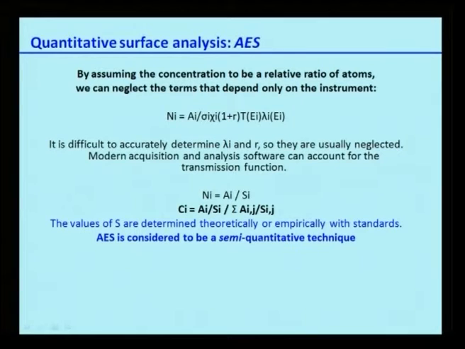Now we can actually do it. This is the sensitivity factor. So we can do it in a much better way. By assuming the concentration to be the relative ratio of atoms, we can neglect the terms that depend on the instruments. So we get this, A_i, sigma_i. I think there is no need of discussing that; we have already discussed it, but this is a different scheme. The important thing is you have to understand it's a semi-quantitative technique. It's not a quantitative technique per se like XPS.